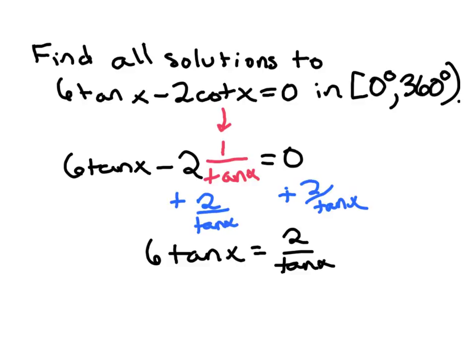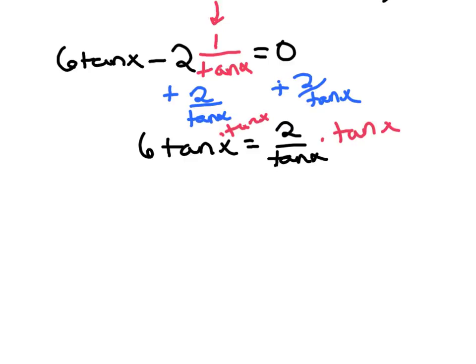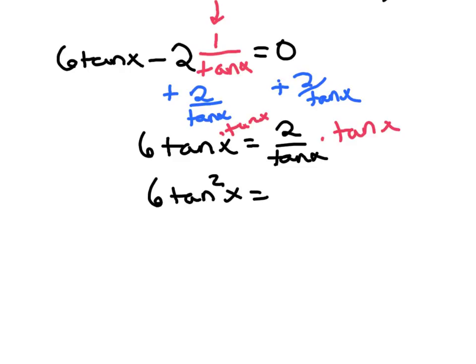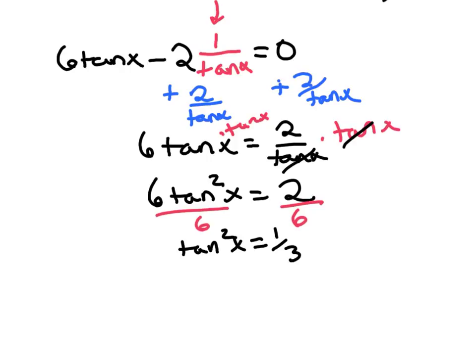I'm going to do that by multiplying both sides of this equation by tangent x. So now I have 6 tangent squared x equals, here the tangents cancel, equals 2. I could divide both sides by 6 so that I have tangent squared x equals 1/3 when you reduce that fraction.